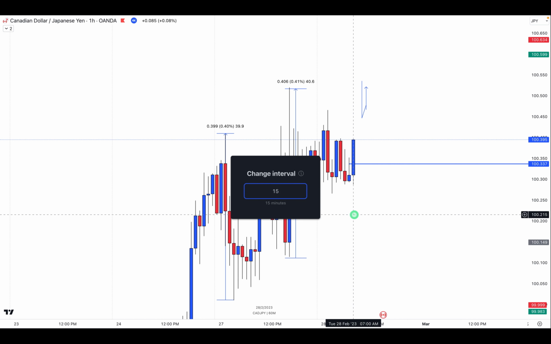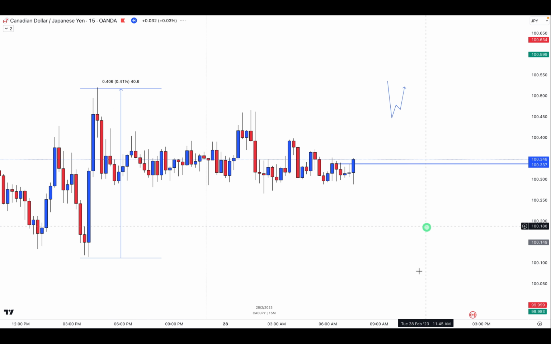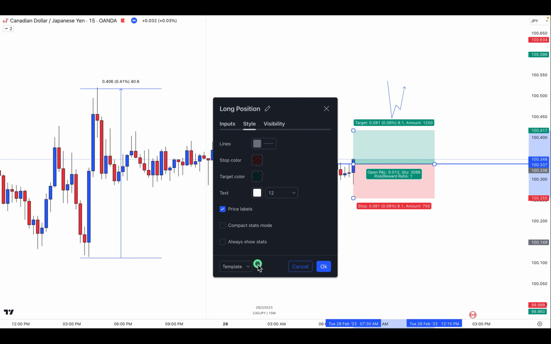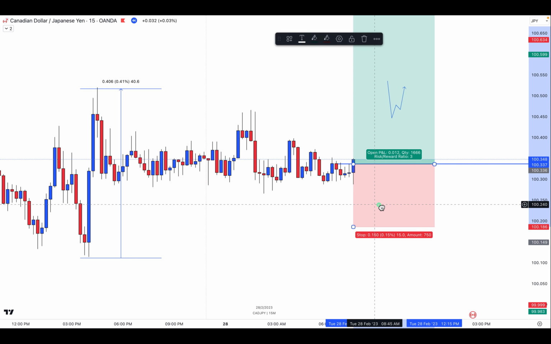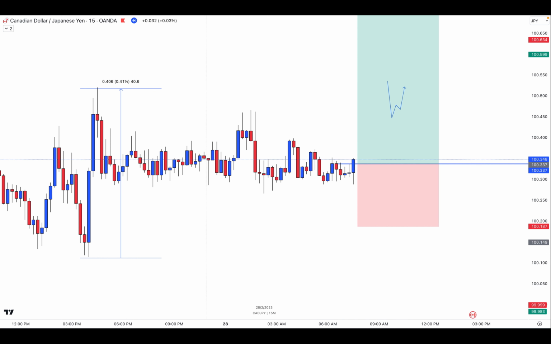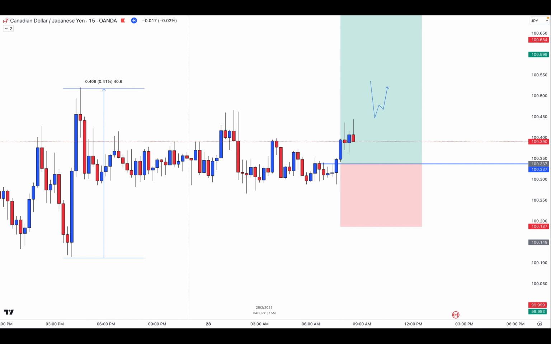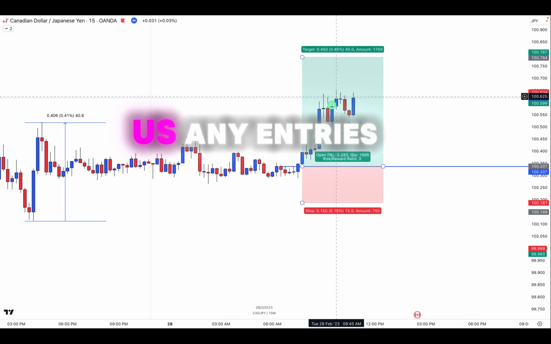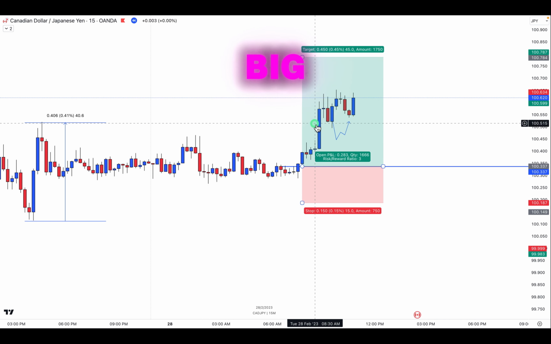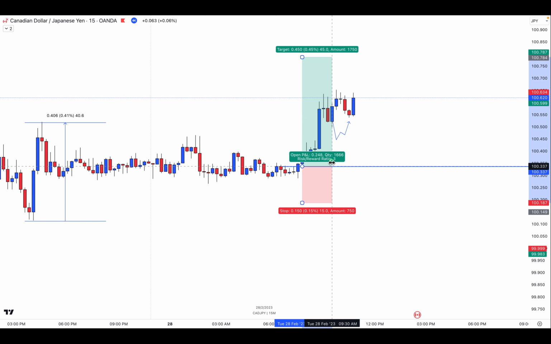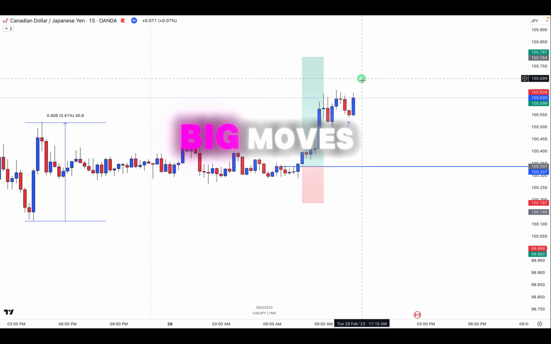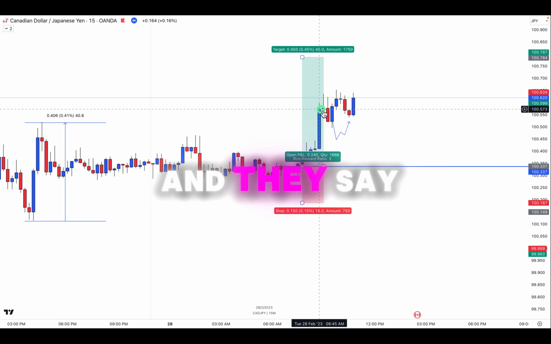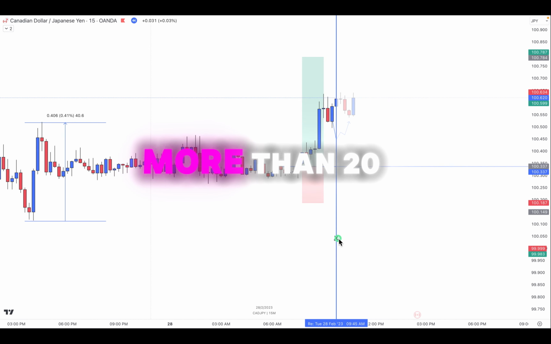Let's go to 15. Let's see if we're going to get any retracement back there so that it can trigger us in the trade. Okay, so I don't think price can really give us any entries after it has made all these very big moves. You can see it has even made more than 20 pips, and I said after price has made more than 20 pips, let's go back.